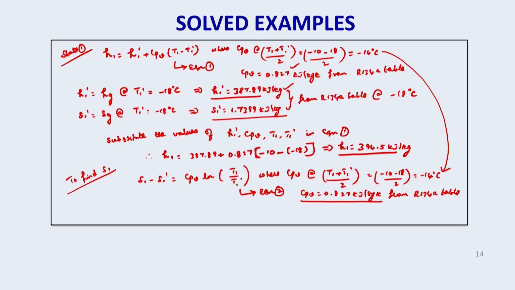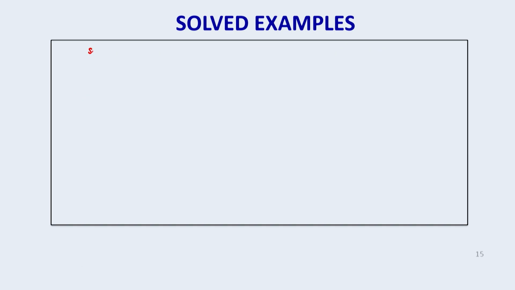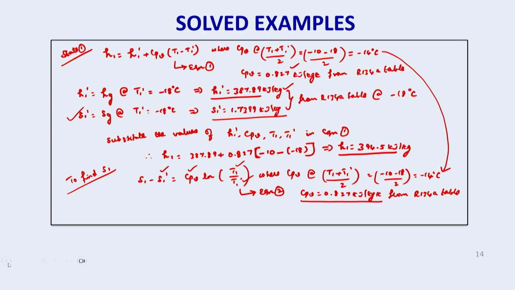So now if you see this one, Cp of vapor is known, T1 is known, T1 dash is given, and S1 dash we have found here. So substitute the values of S1 dash, Cp of vapor, T1 dash in equation number 2. Equation number 2 is this equation, S1.